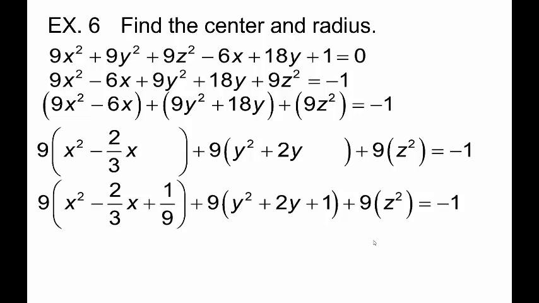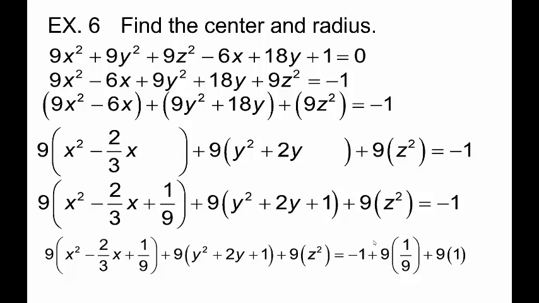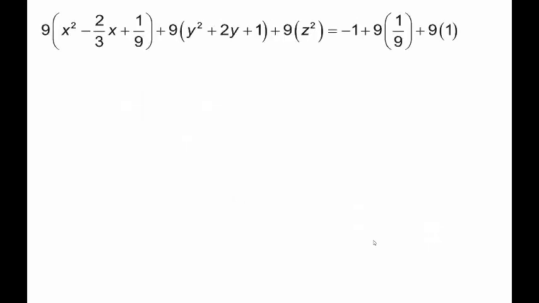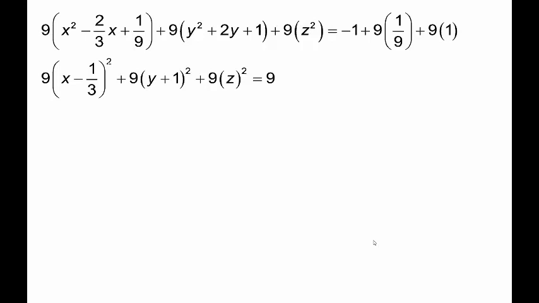Now remember, whatever number we add on the left, we have to add on the right-hand side. So I do 9 times 1/9. Well, that's just going to be 1. And then 9 times 1 is 9. So I really added 10 to this equation. So I did that on the other side. On the right-hand side now, I have my negative 1 plus 9 times 1/9, which is really just 1, plus 9 times 1, which is 9. Okay, so I'm going to go to another slide where I've simplified that and added all of that together. So the negative 1 plus 9 just turns out to be 9 over there.